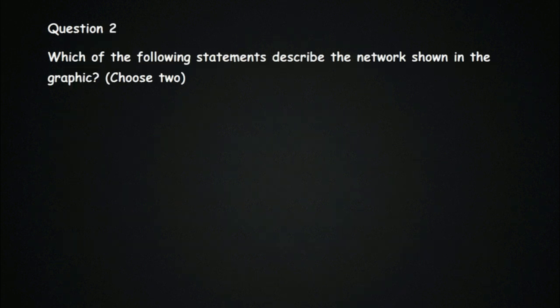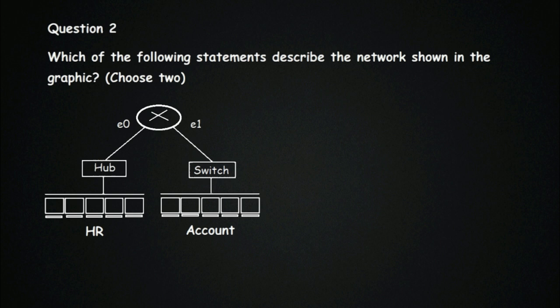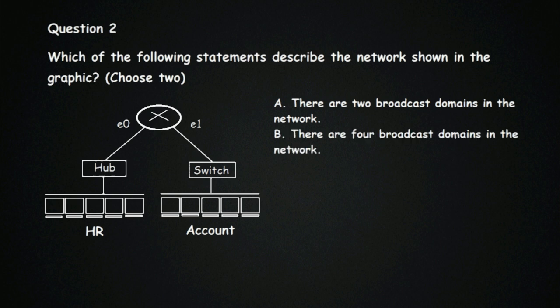Question 2. Which of the following statements describe the network shown in the graphic? Choose 2. A. There are 2 broadcast domains in the network. B. There are 4 broadcast domains in the network. C. There are 6 broadcast domains in the network.